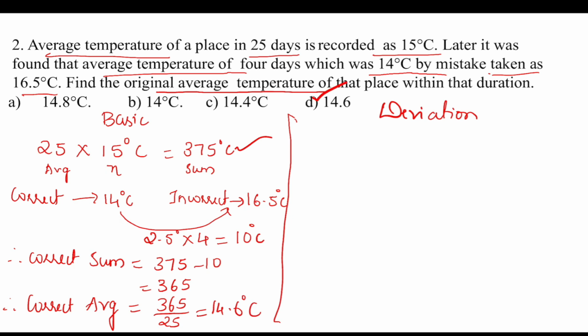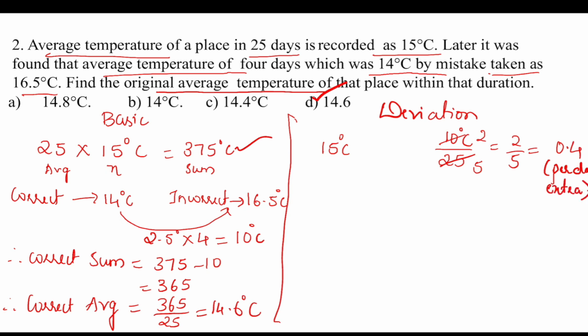Now, actually it was 15 degrees centigrade per head for 25 days, but how much more was noted? 2.5 degrees for 4 days. That means 10 degrees centigrade extra was noted, for how many days? For 25 days, isn't it? So 5 twos are 10, 5 fives are 25, which is equal to 2 by 5, which is nothing but 0.4. That means 0.4 per day extra was noted.